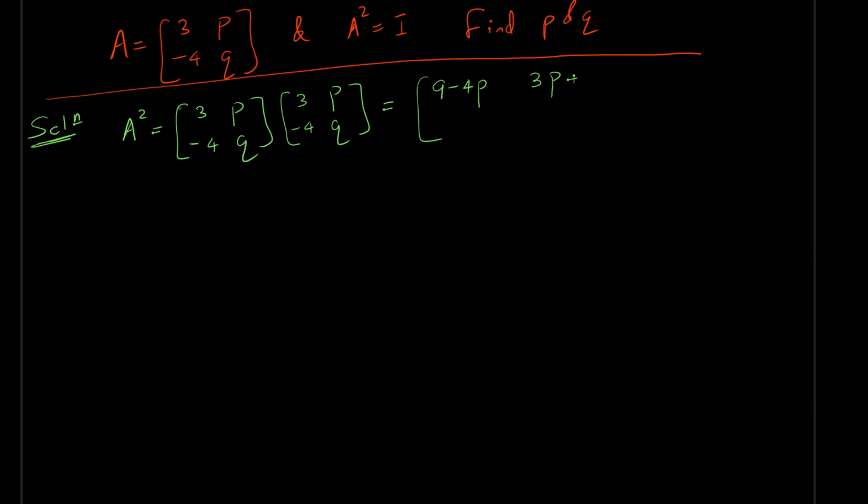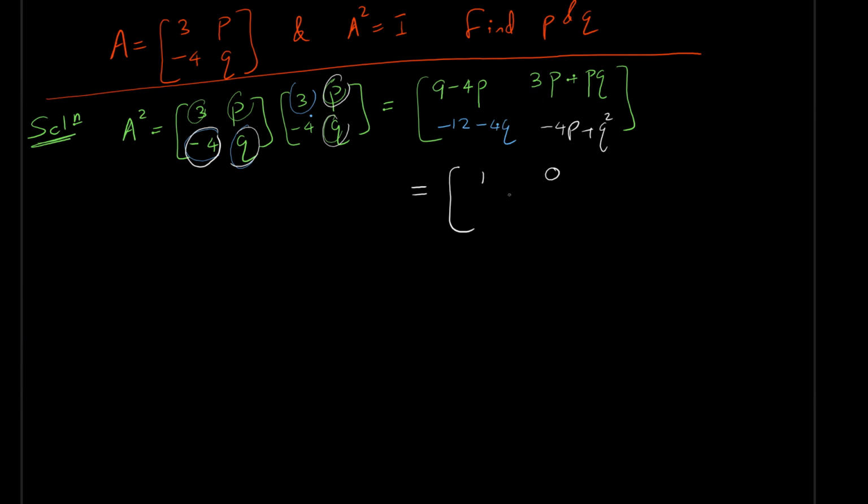See, this into this and this into this. So 3p plus pq. Then second row, first column, so this into this, negative 12, and this into this, negative 4q. Finally, this into this, so negative 4p, and this into this plus q squared. And it is given that is I, so 1 0 0 1.